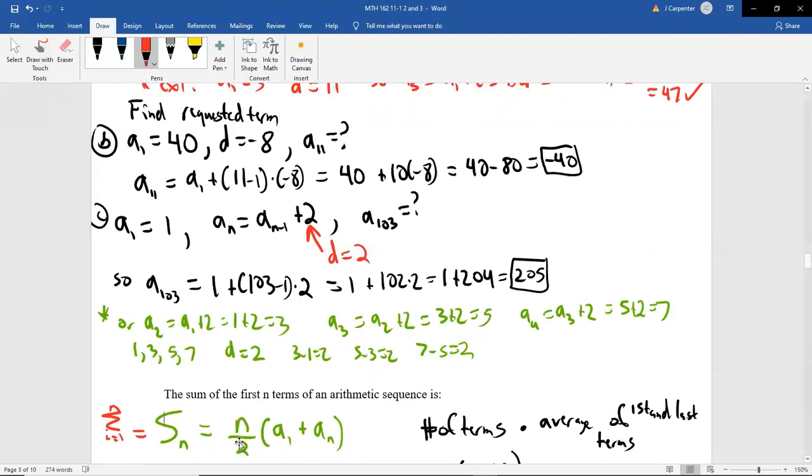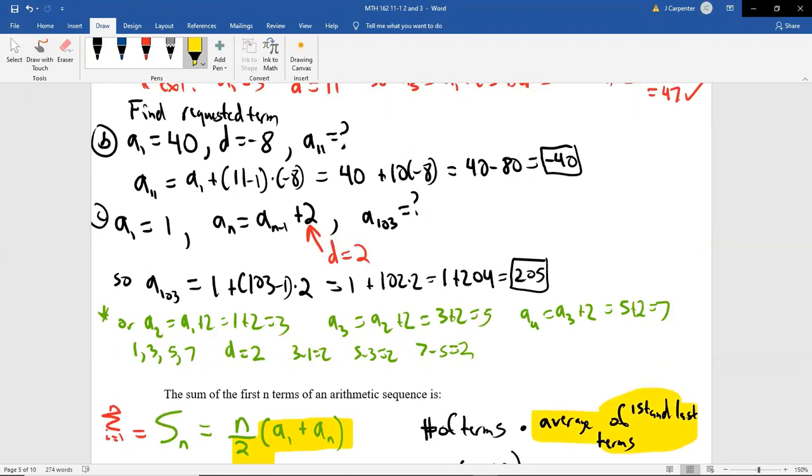So this says n over 2 times the sum of the first and last term. So in black ink, what I have here is the number of terms, which is the n. N is the number of terms of the sequence. And then the rest of it is the average of the first and last term. So this right here, if you delete the n, that just says a1 plus an over 2. That's adding two things and dividing by 2. That's an average. It's the number of terms times the average of the first and the last term.